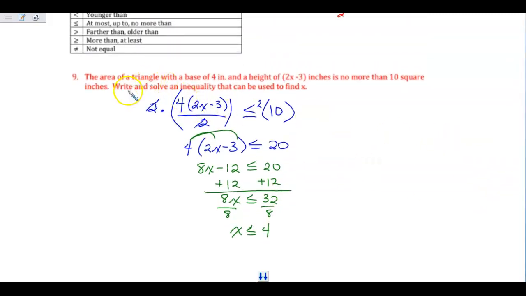What it was wanting us to do was to solve an inequality that could be used to find x, and there it is. We know that x is less than or equal to 4.